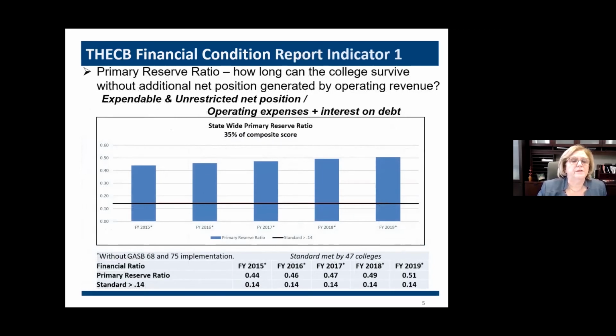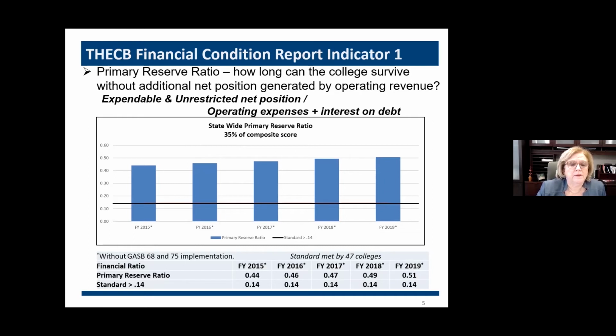We'll start with the first indicator. It's called the primary reserve ratio, and it really tries to answer the question, how long can the college survive without additional net position generated by operating revenue? So in other words, it's taking your net position, which out in the normal, non-government world might be called retained earnings, and seeing how long you can pay expenses and the interest on your debt without generating any more net revenue. And you can see that the standard that's been set by the coordinating board is 0.14, the ratio that they're looking for, anything above that.